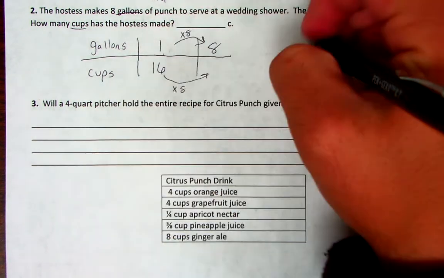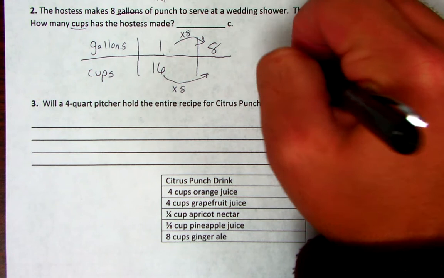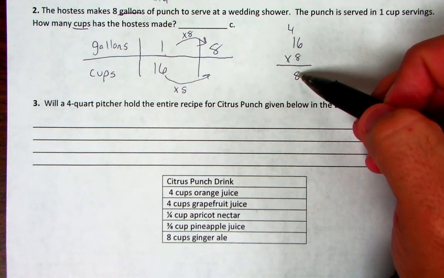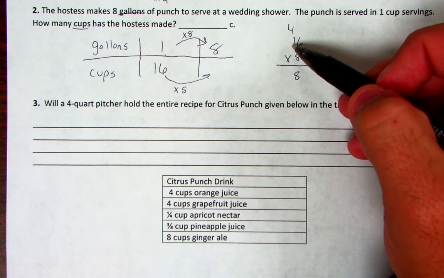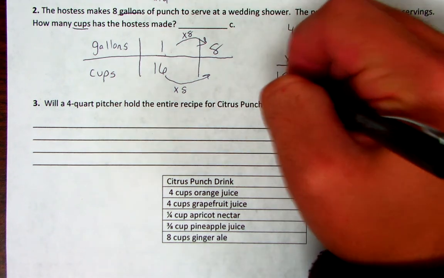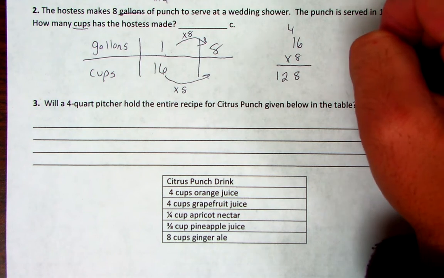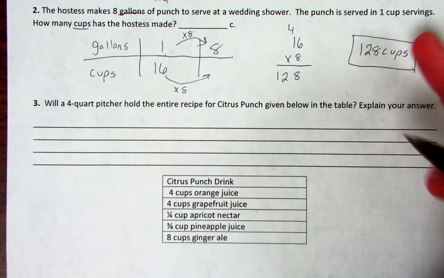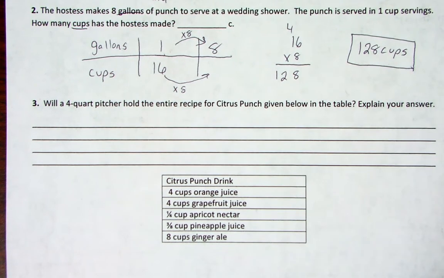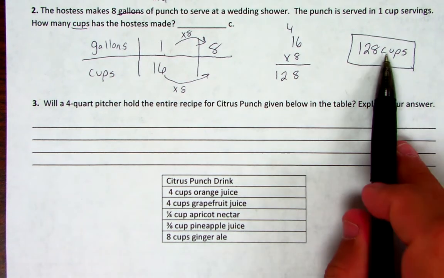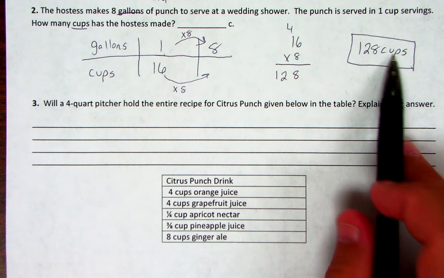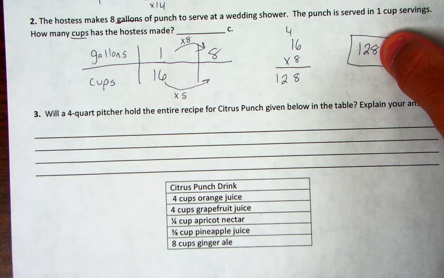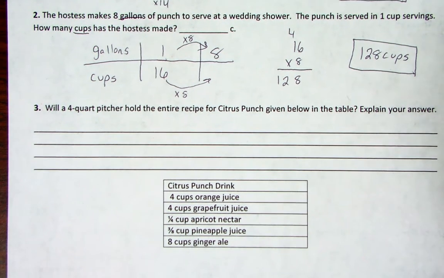So what is 16 times 8? 8 times 6 is 48. 8 times 1 is 8, plus 4 is 12. So the hostess made 128 cups. Notice the emphasis how I'm labeling my units of measurement. If you do not label your measurement units, we are taking off a ton of points. So if you just give us 128, that's a number. We need measurements. This is the metric system.